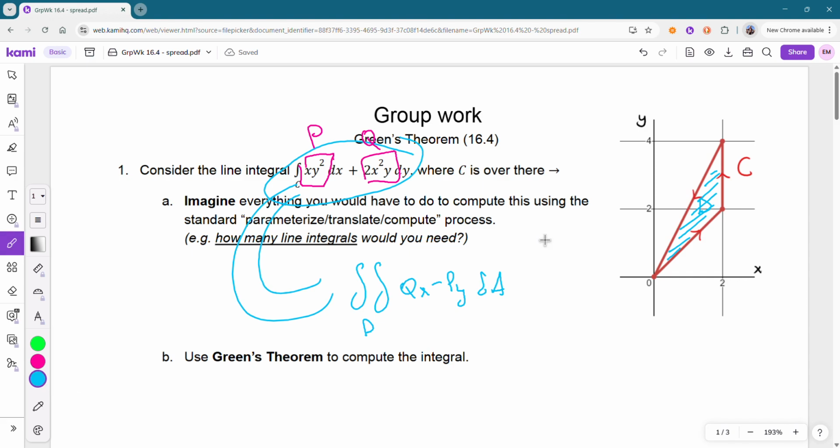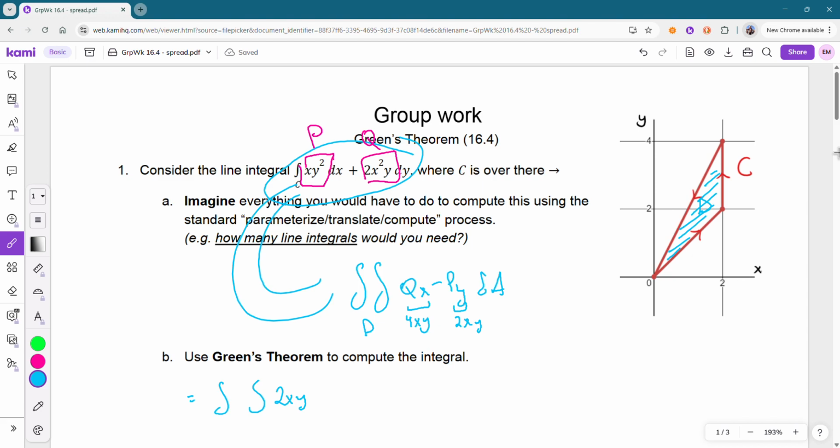And so our double integral here becomes Qx, which is, with respect to x, 4xy, just taking the partial of Q with respect to x. P with respect to y is going to be 2xy. So we're integrating 4xy minus 2xy, which is just 2xy, over this region.